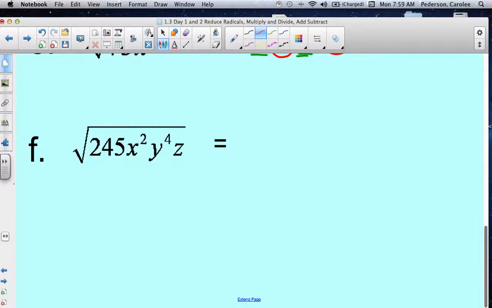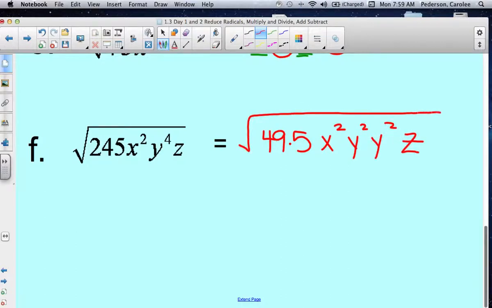All right, I want to try to break down 245 into a product of 2 numbers. So just maybe use your calculator, take and divide by 2, divide by 3, or divide by 5. In this case, if I divide 245 by 5, I get 49 times 5. And then I can break down x squared, y squared, y squared, z. Remember, the index in this problem is 2, so we're looking for pairs.